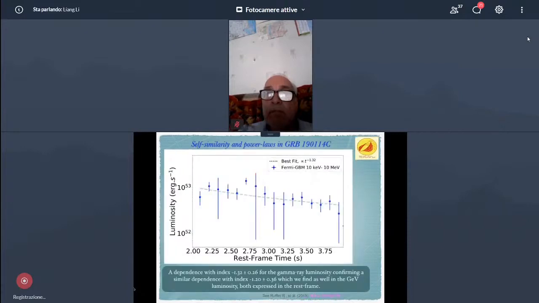A similar result we also found in the luminosity. The gamma-ray luminosity confirmed a similar power-law decay with an index of -1.20, which we find is similar to the result we found in the GRB luminosity as well.